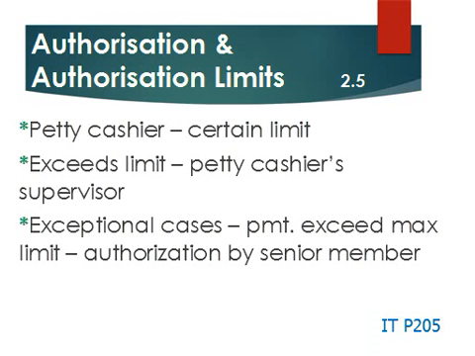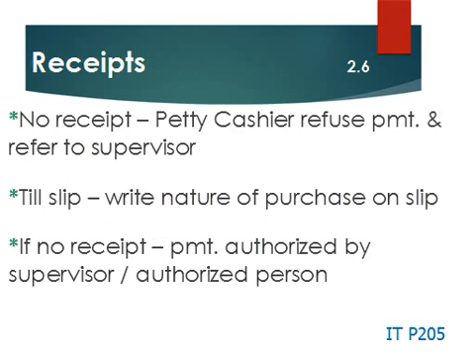In exceptional cases, a payment that exceeds the maximum limit set for an individual payment from petty cash may be paid out if it is authorized by a senior member of the company. Receipts need to support any payment from the petty cash, so if there are no receipts to support the claim of payment, then the petty cashier can refuse to make the payment, and will refer the claim to their supervisor.